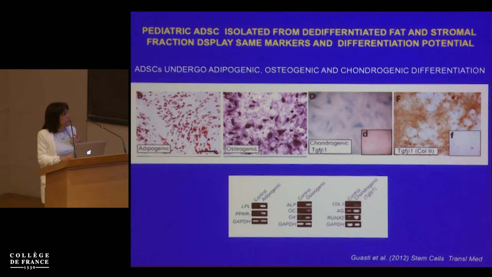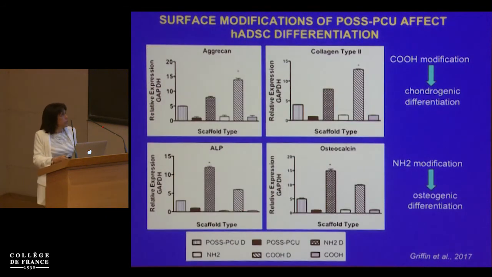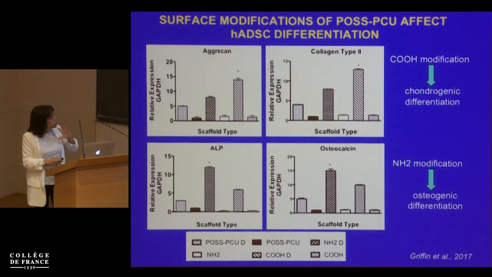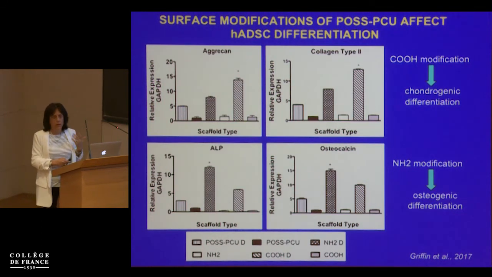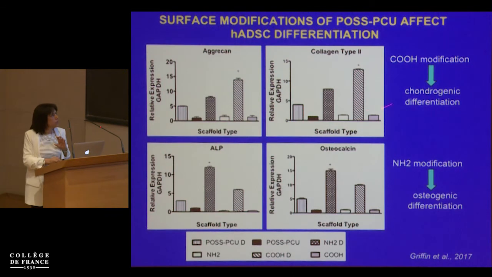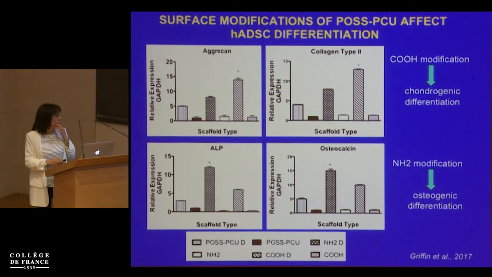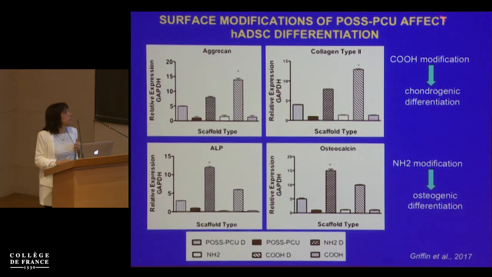And in both cases, they have the main three-lineage differentiation potential, so they can obviously go back to adipocyte, they can make bone, and they can undergo chondrogenic differentiation and express all the proper genes accordingly. But these cells are also very sensitive to the environment, and one way we have demonstrated, again, that was more on the regenerative medicine side, by changing the surfaces on which we are growing them. So we had modified the surfaces of a biomaterial called post-PCU, either by increasing COOH or the NH2.